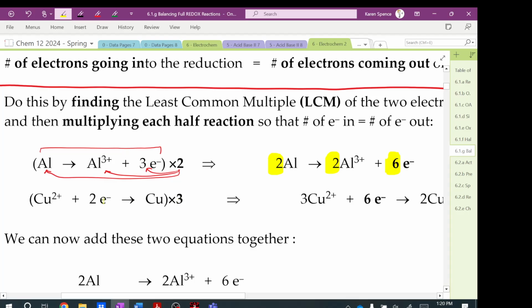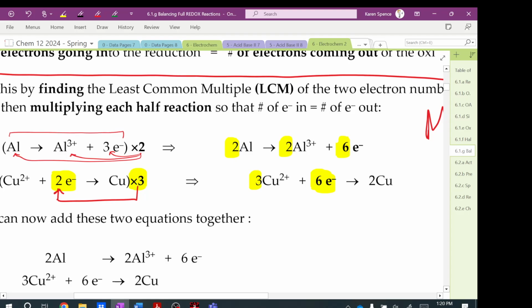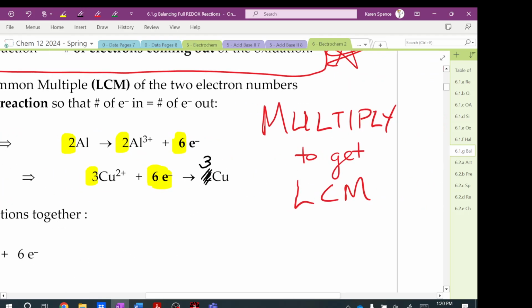Same thing. If we want 6 electrons, we need to multiply by 3. So we end up with 3 times 1 is 3 copper. 3 times 2 electrons is 6 electrons. Ooh, that's the same. That's good. And then 3 times copper is, typo. That should be a 3. Fix. Okay.